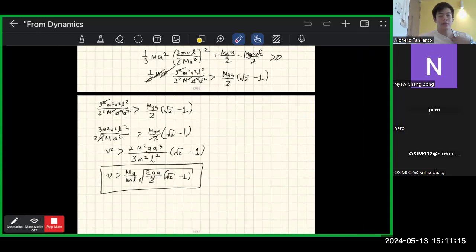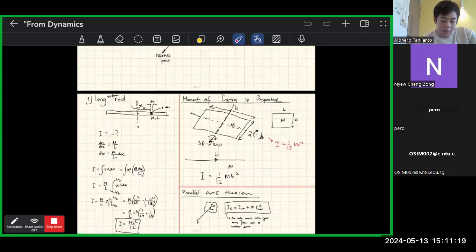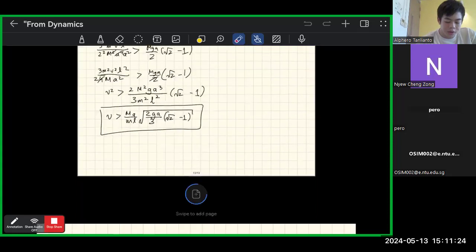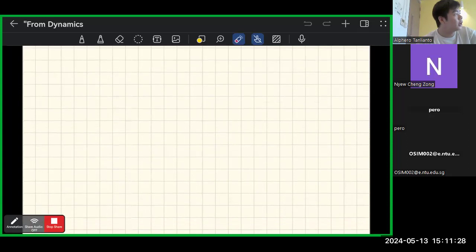What did I cover? I covered angular momentum and rotational dynamics. So it's good to go. What I haven't covered for the mechanics is the other parts.